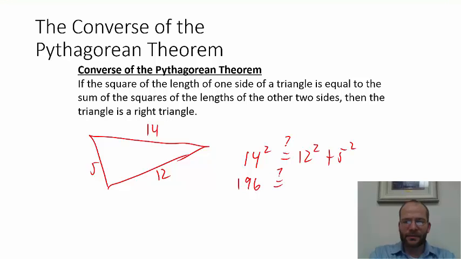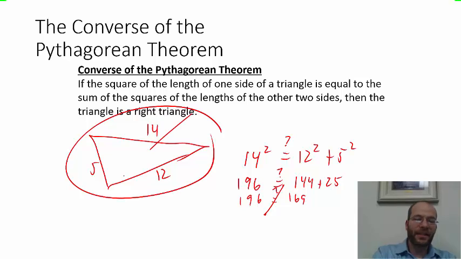Is that equal to 144 plus 25? I think you can see 144 plus 25 is actually equal to 169. So these are not equal. What does that mean? It means that this is not a right triangle. Okay, so we use the converse of the Pythagorean theorem just to identify right triangles when necessary.